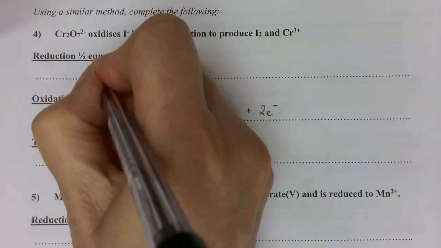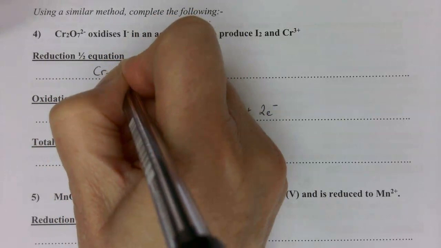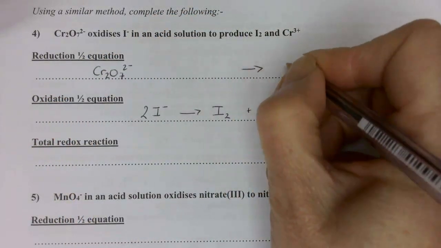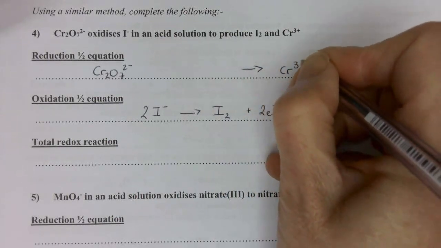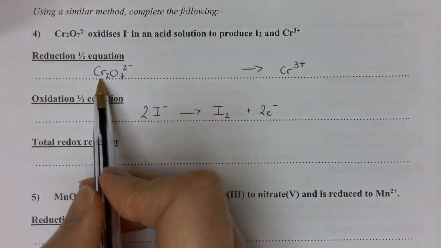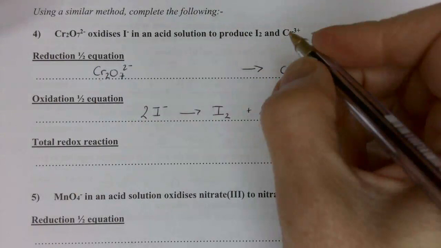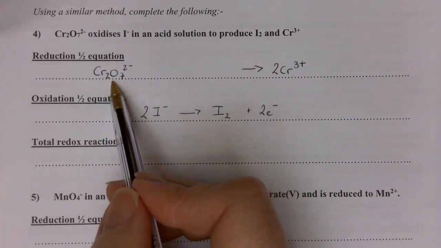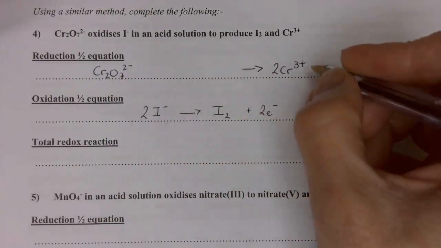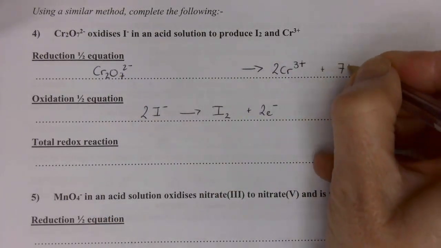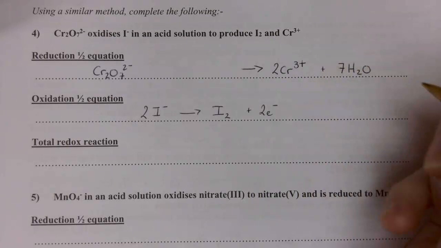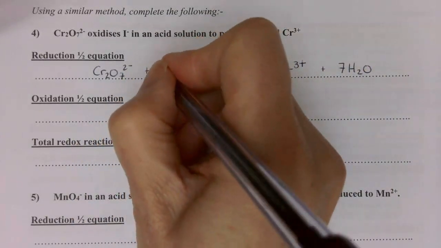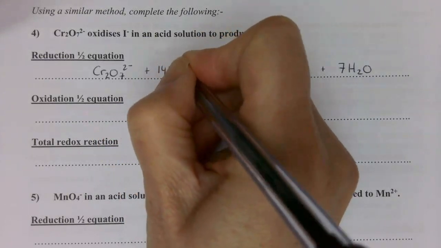So I'm going to start with the dichromate, Cr2O7 2 minus, and I'm going to turn that into Cr3 plus, and I need to balance it. So I've got 2 chromiums on this side, makes 2 chromiums on that side. I've got 7 oxygens to get rid of, so I'm going to make 7 waters. I can do that because I'm not changing oxygen's oxidation number, and to balance it I will need 14 H positives.